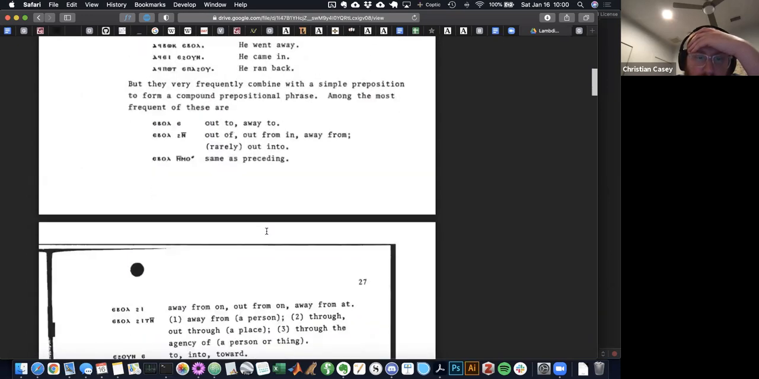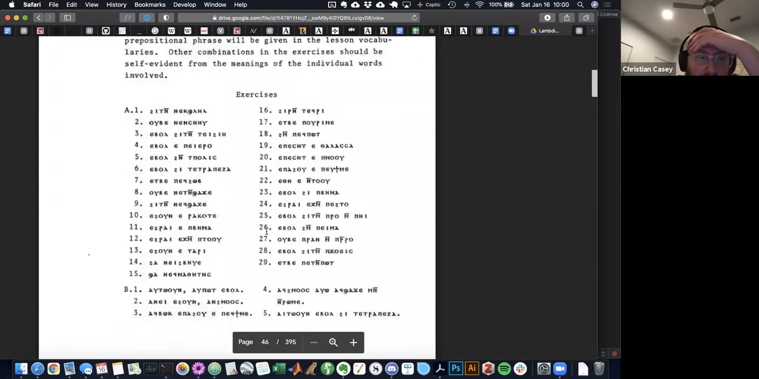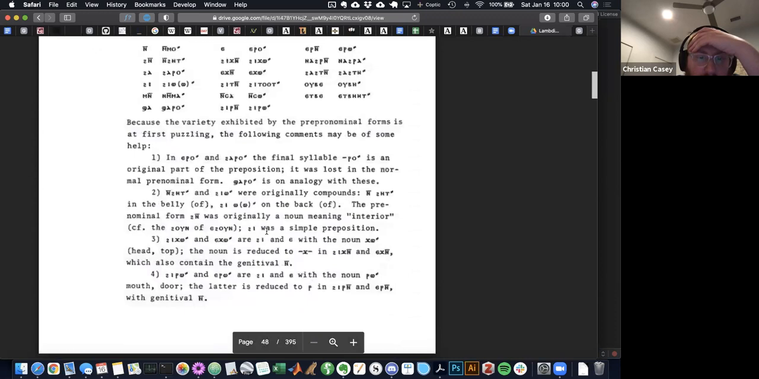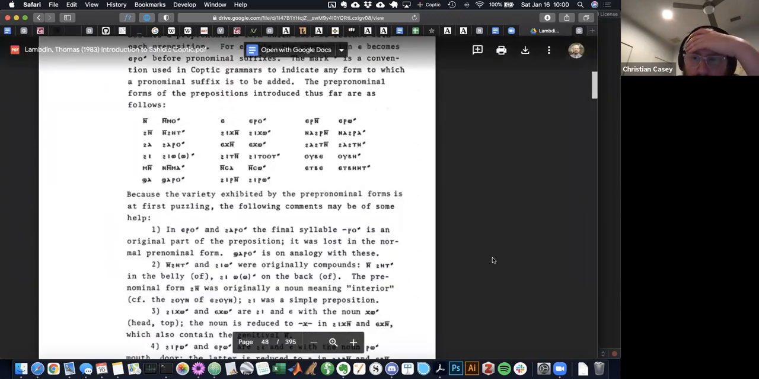Adverbs, we're not going to spend a lot of time talking about them because they are perfectly straightforward and probably do not raise any difficulties. And then prepositions. Prepositions in Coptic are just a real pain in the butt.